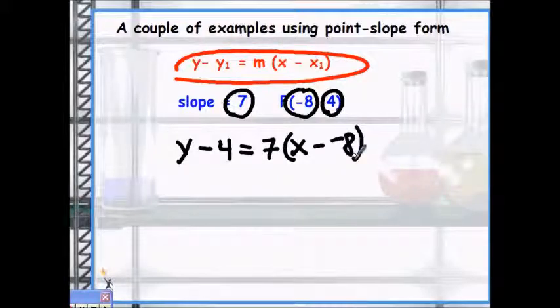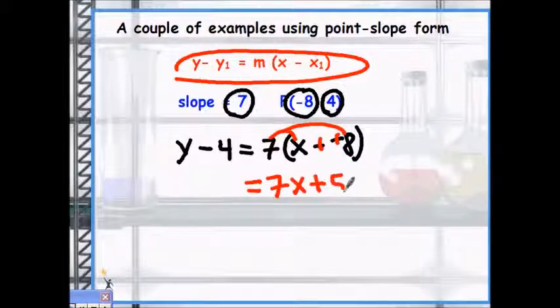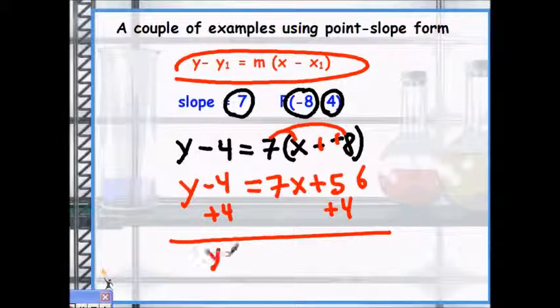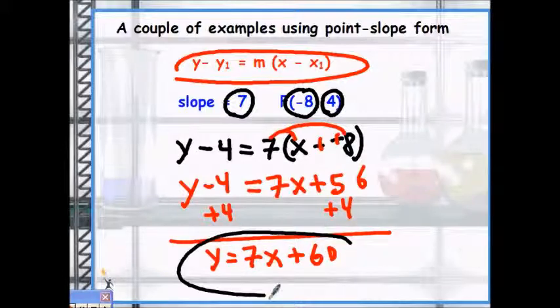Now my goal is going to be not to leave it in point slope form, but to write it in slope intercept form, y equals mx plus b. So I'm just going to simplify this equation and solve for y to put it in slope intercept form. Watch. I now have my equation in slope intercept form, and I am done.